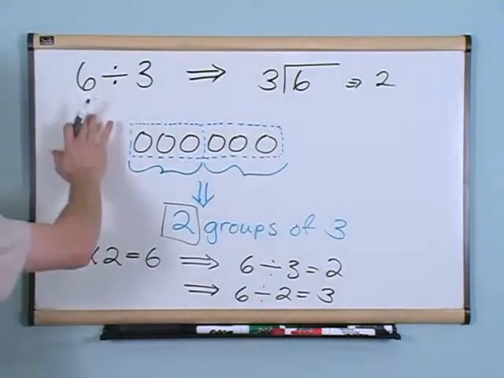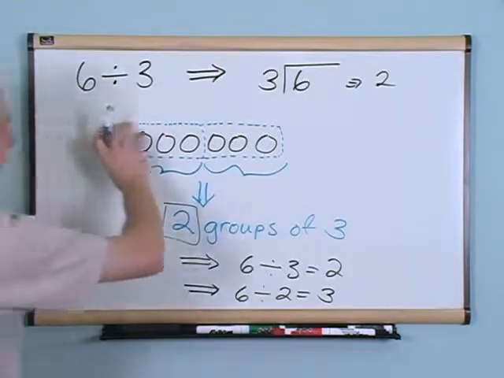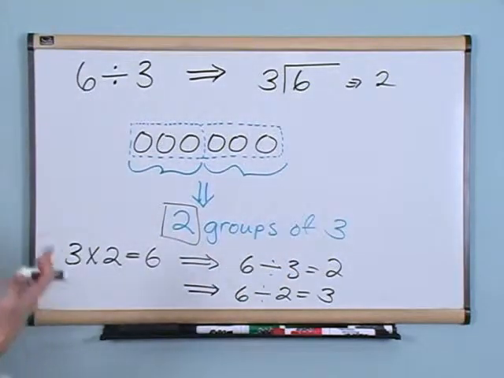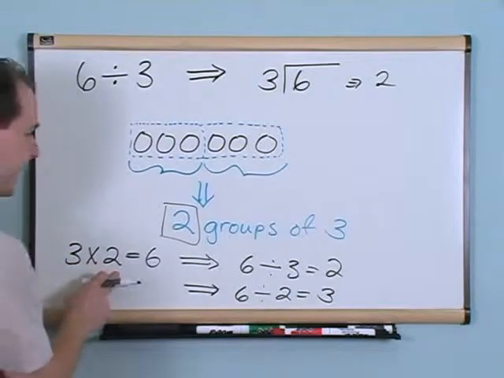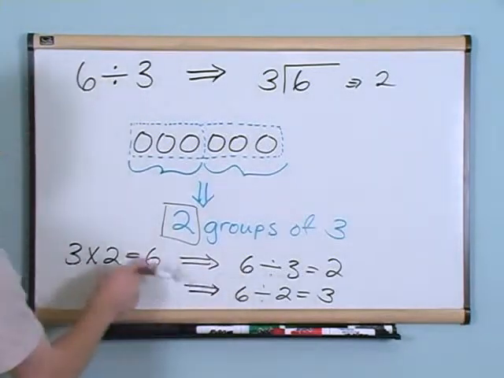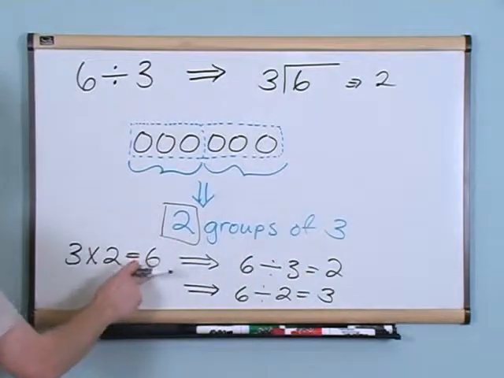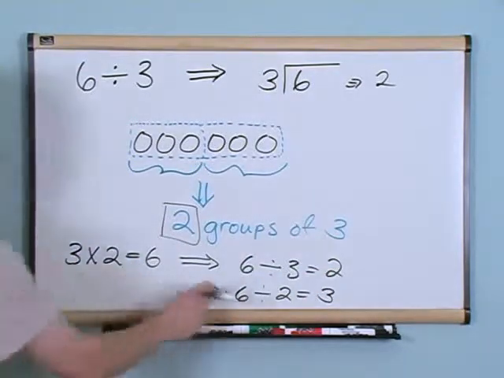You see, I've chopped up my number into groups, and I've counted the number of groups, and that's how I'm dividing. I'm doing multiplication backwards, okay? That's what I'm doing. So if I know that 3 times 2 is 6, I know that 6 divided by 3 gives me the other number, 2. And I know that 6 divided by 2 gives me the other number, which is 3, okay?